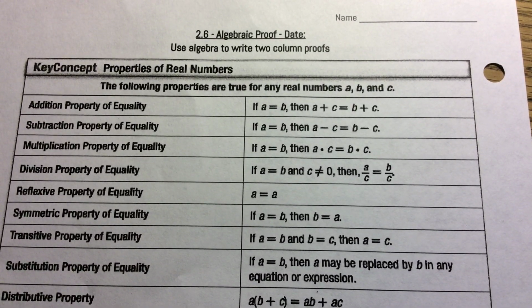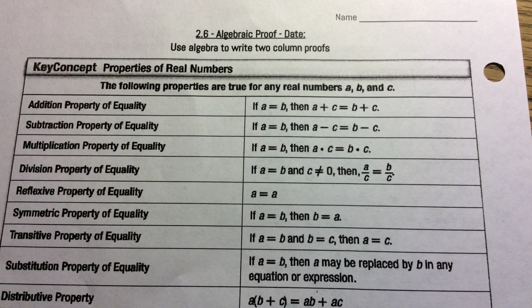Okay, 2.6 is algebraic proof, so we're going to start by writing two-column proofs. So the beginning of this page you can see are just a bunch of properties that we're going to use that you've already used along your way in math. A bunch of properties of equality.